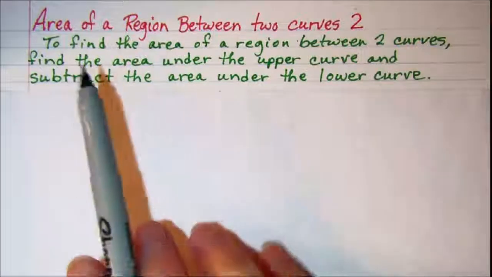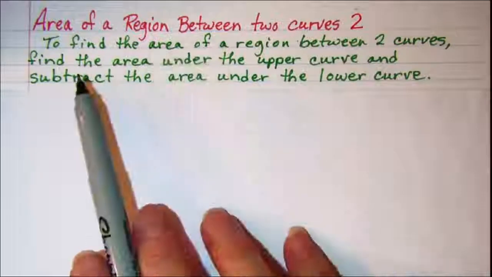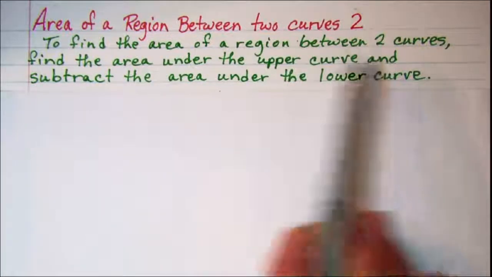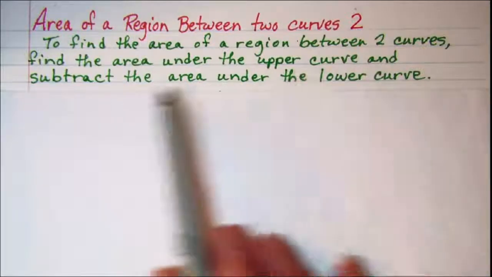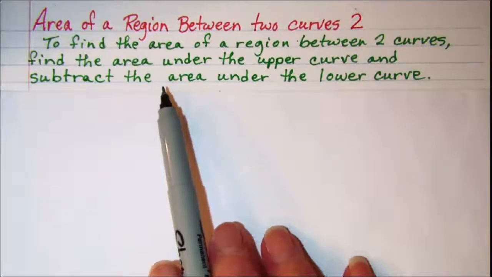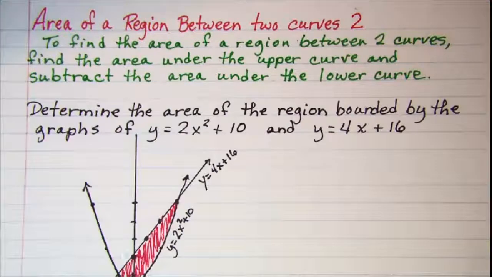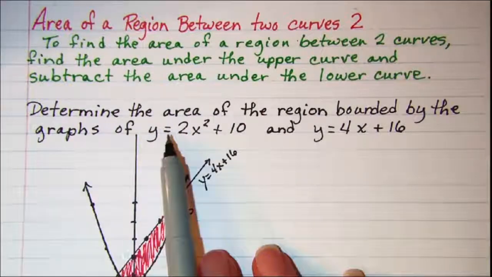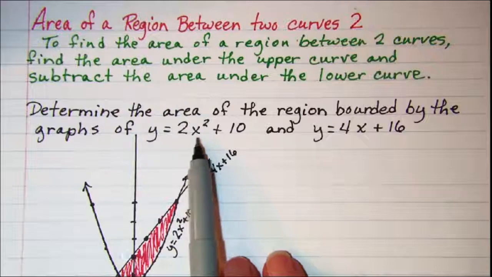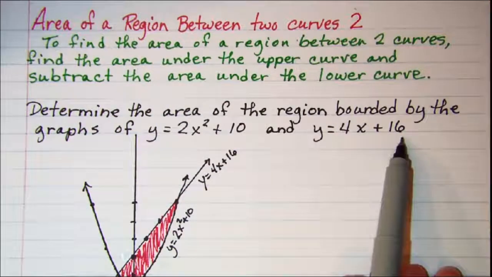In this video, we'll be finding the area of a region between two curves. To find the area of a region between two curves, find the area under the upper curve and then subtract from that the area under the lower curve. The problem that we'll be working on is to determine the area of the region bounded by the graphs of y equals 2x squared plus 10 and y equals 4x plus 16.